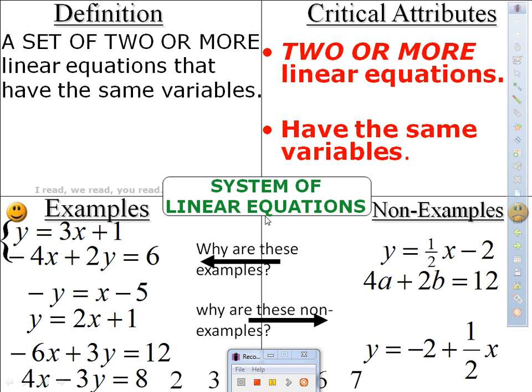Systems of linear equations, we already went over the definition. We said it's a set of two or more linear equations that have the same variable. That's the most important thing to remember. Here they are: two or more, same variables. These were non-examples because there are two, but they don't have the same variables. And this one's only one. So they need to be two or more linear equations with the same variable.